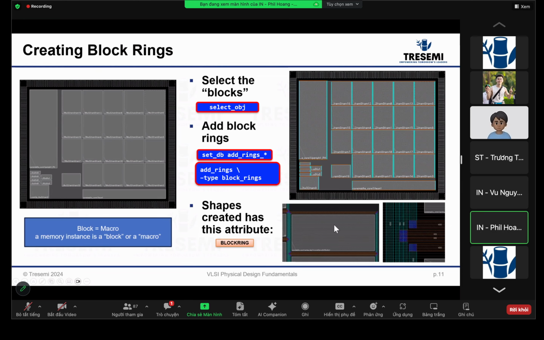But you use setDB to control the width, the spacing, etc., the viewers. And then you type a command. You see over here, it selects all these memories. And when you hit a command, it builds all these strings around it for you. Versus in the past, sometimes we have to do it manually by scripts. And then these types of rings, they put an attribute called block ring for future operations on these shapes.